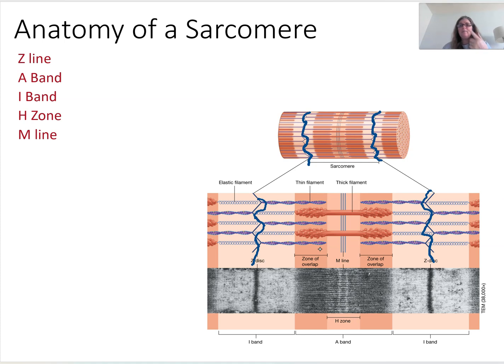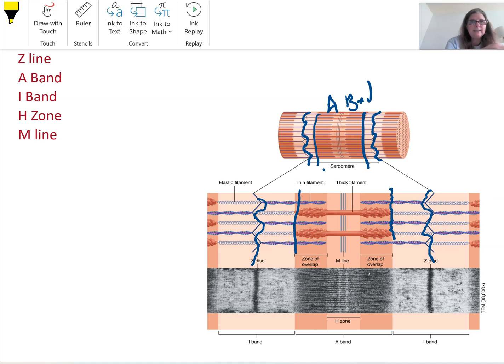Now, if we look, we have myosin and actin. The area that contains all of the myosin, so I'll draw the line here. Notice you can see the myosin from one end to the next. That's called the A band. So the A band contains, think A for all. Okay, all of the myosin is there.